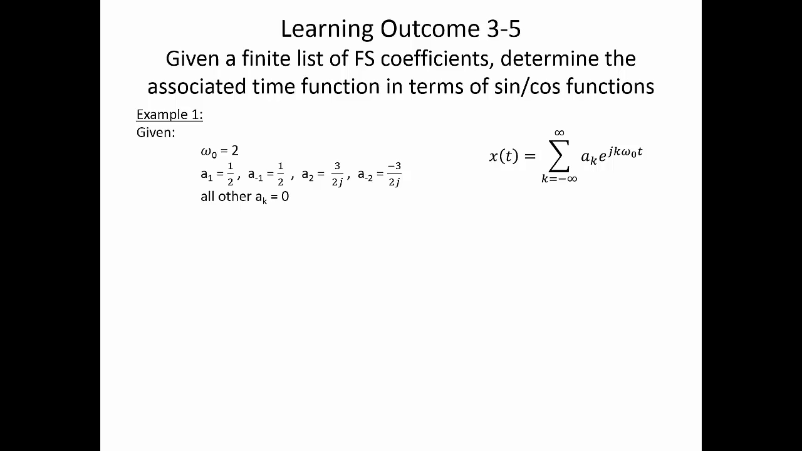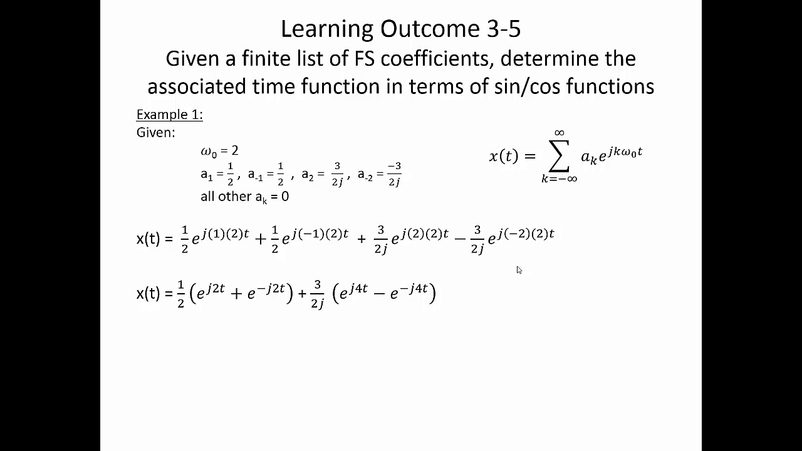So let's take this example, which is the same one as you saw in learning outcome 3.4. We take our a sub k's, and we use our synthesis equation, and we write all the terms out for our x of t. We have our a sub k's, we have our k value, we have our omega naught value, and we repeat this for every other a sub k.